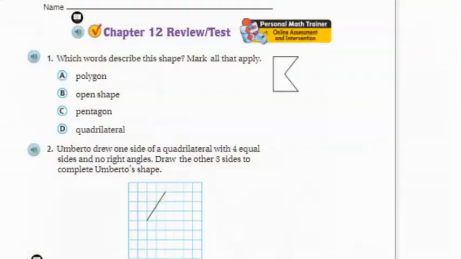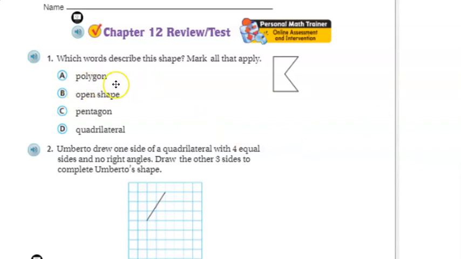All right, so our chapter 12 review starts on page 753. So if you could please go to page 753, this will be really helpful to you. All right, so chapter 12 review starts off with which words describe this shape. Mark all that apply. So we want to look at polygon.